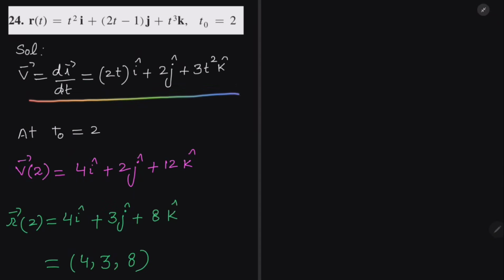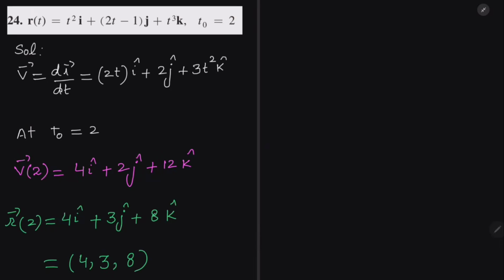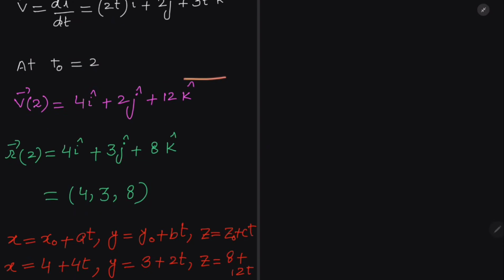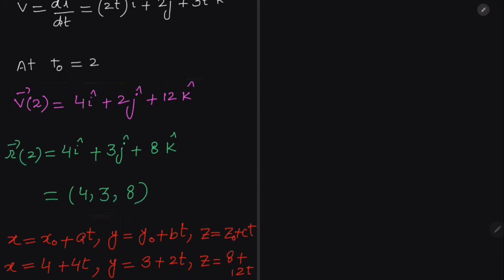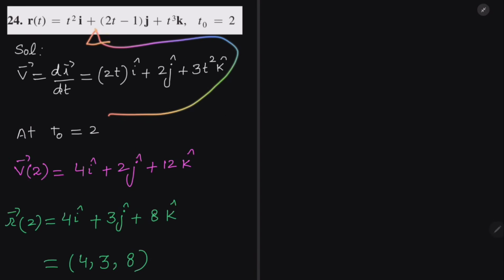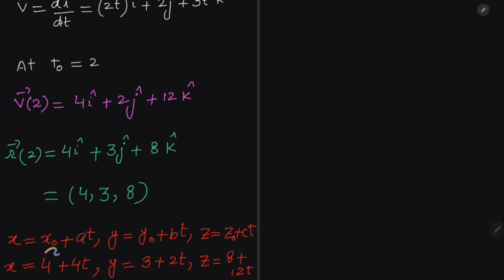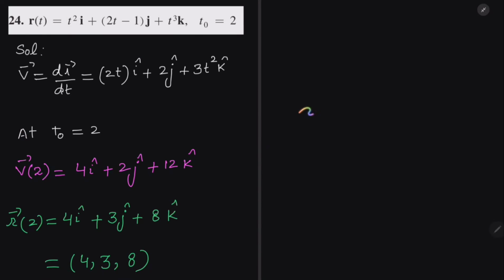First we differentiate. The questions are the same. A time parameter is given, t naught equal to 2. Then we find the velocity vector. Then we find the point by putting t naught in the position vector. And this is the equation of the line. So we put those values in and we get the parametric equation of the line. Very simple rule: there is a curve, and there is a vector and a line over here.